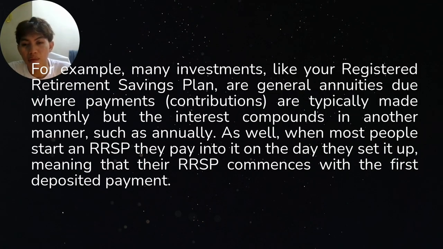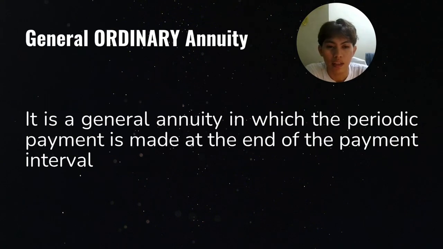Typically, general annuity due is commonly used in insurance companies where you will pay in a certain number of payments, but the compounding period of the compound interest will not be the same as your payment periods. As well, when most people start an RRSP, they pay into it on the day they set it up, meaning that their RRSP commences with the first deposited payment. We're done with the general annuity due.